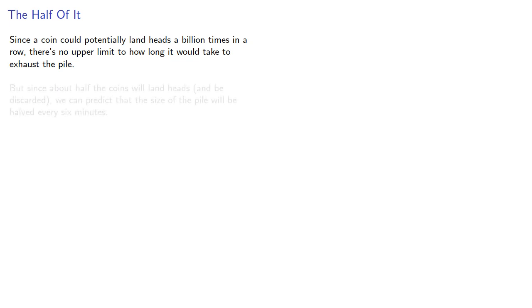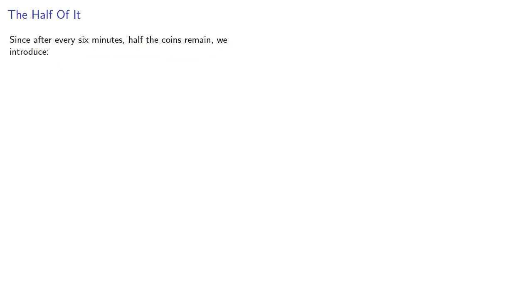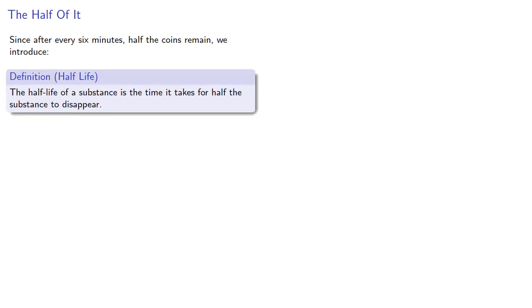But since about half the coins will land heads and be discarded, we can predict that the size of the pile will be halved every 6 minutes. And this would be true no matter how big the pile was. Since after every 6 minutes, half the coins remain, we introduce the idea of the half-life. The half-life of a substance is the time it takes for half the substance to disappear. In this case, we'd say the half-life of the coins in this experiment is 6 minutes.